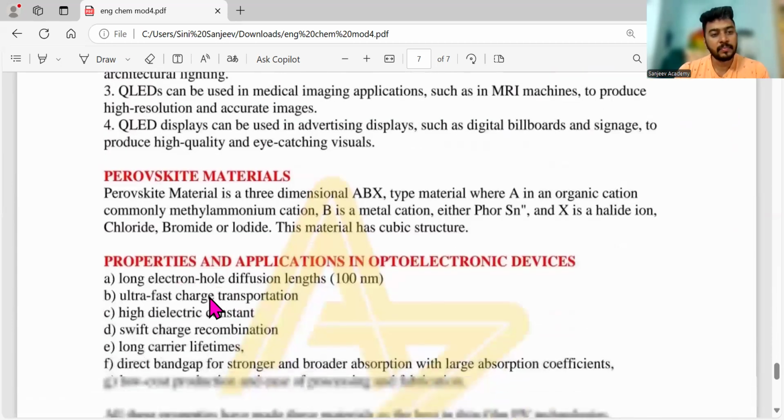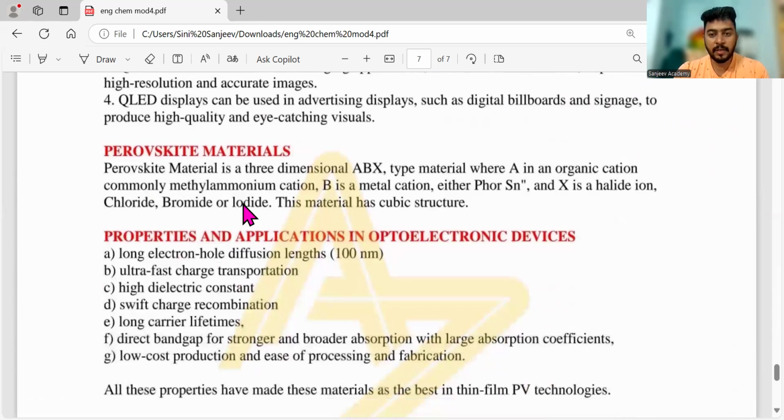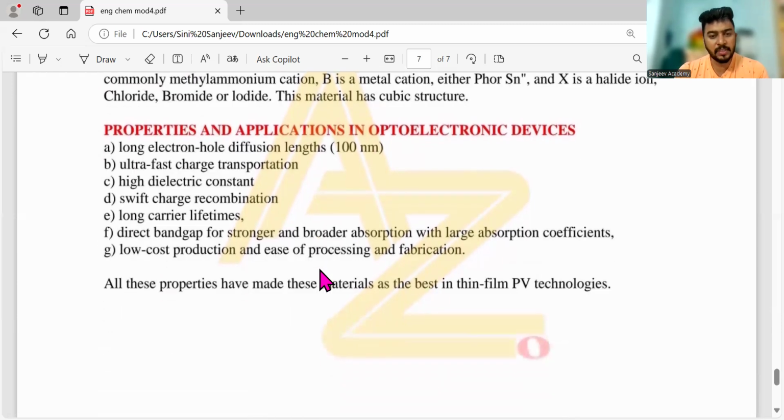Last one, perovskite metal. It is a three-dimensional ABX, where A is an organic cation, commonly what? Methyl ammonium cation, and B is a metal cation, and X is a halide, halogen, as I think you already know. Properties, same as previous: low cost production, fast return efficiency, all of these things will be the same.